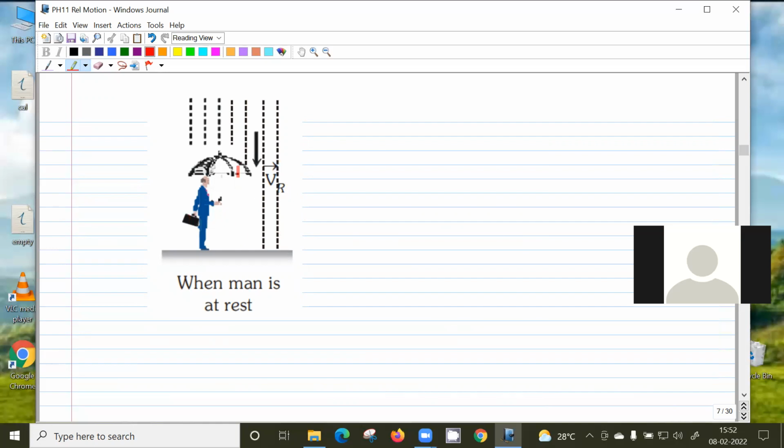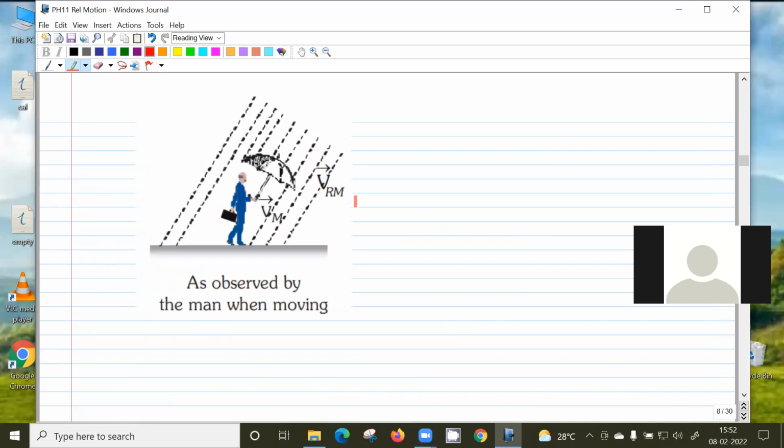So in this case, the person has kept an umbrella like this. Now when he starts walking, again there is no wind. When he starts walking, what is happening? He feels like the rainwater is falling at an angle. So this is with respect to the frame attached to him, which is moving. But with respect to the frame attached to the ground, the rain is still vertically downwards only.